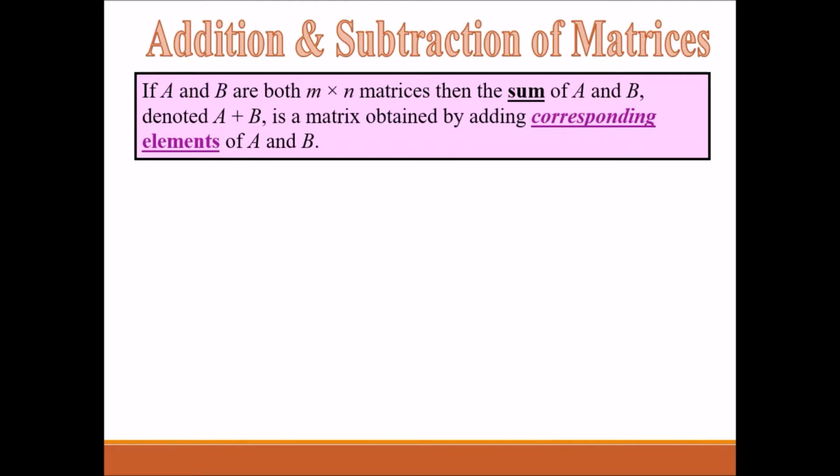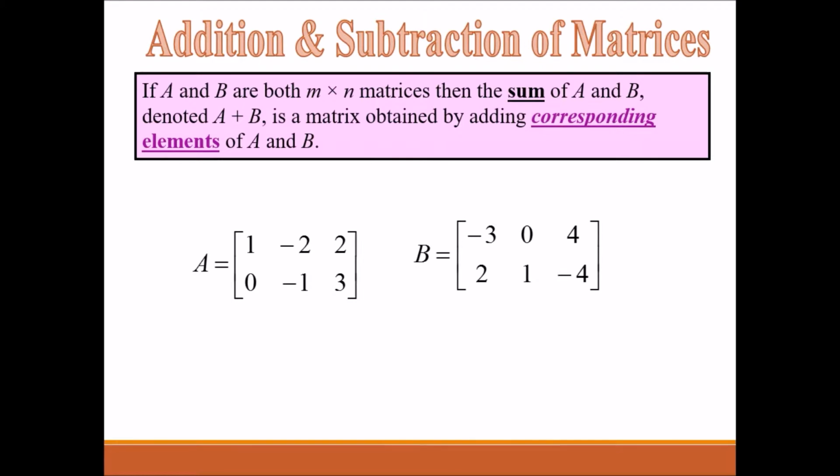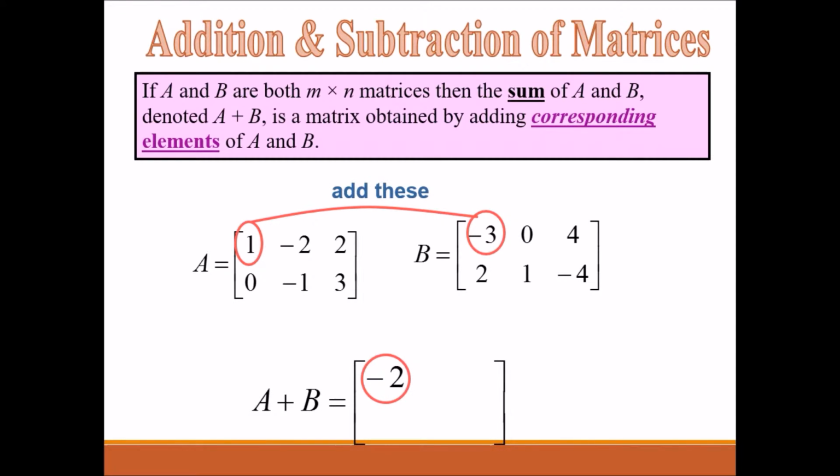For this, we can have an example, such as if matrix A is 1, minus 2, 2, 0, minus 1, 3, and matrix B is minus 3, 0, 4, 2, 1, minus 4. So in order to add them, we have to add their corresponding elements. For example, 1 will be added with its corresponding element, which is minus 3, resulting in minus 2.